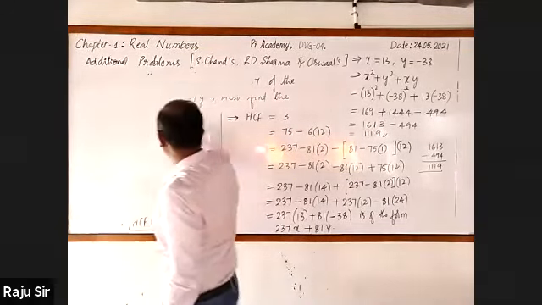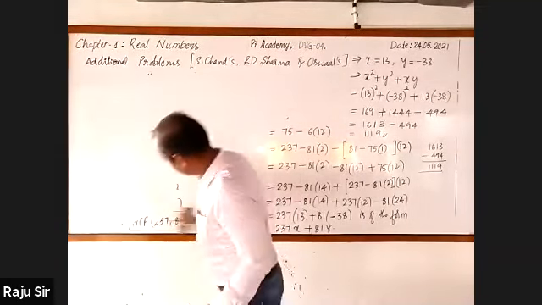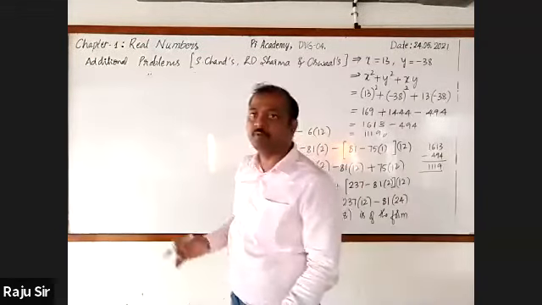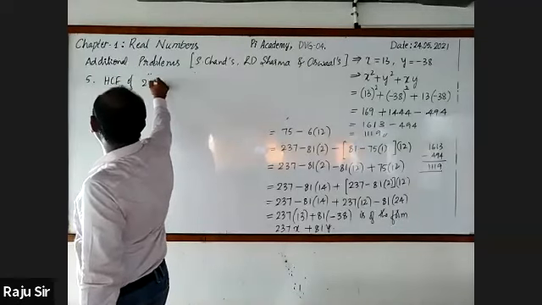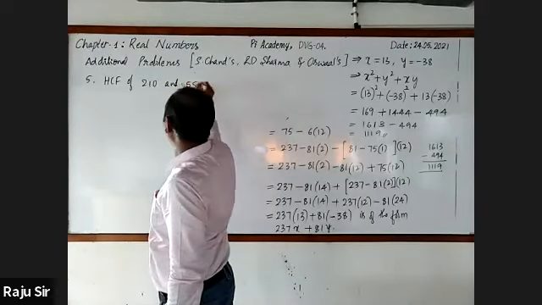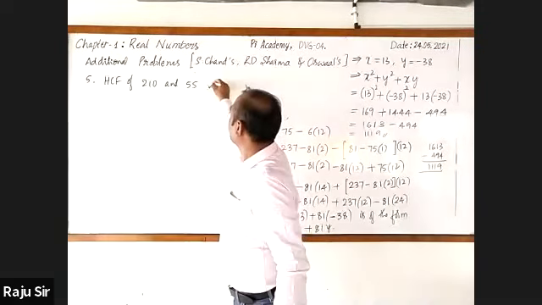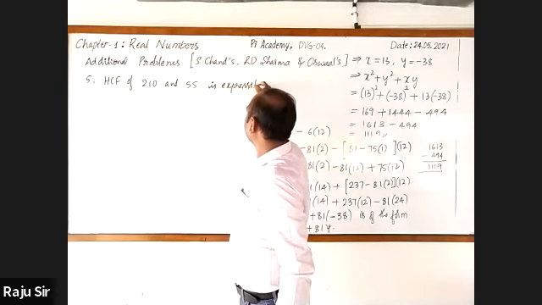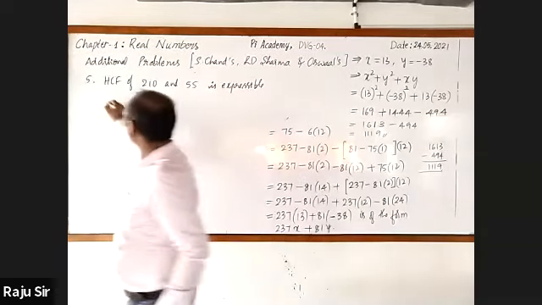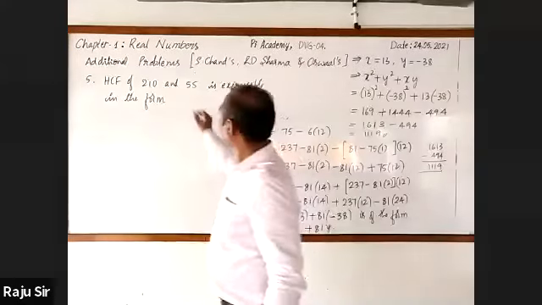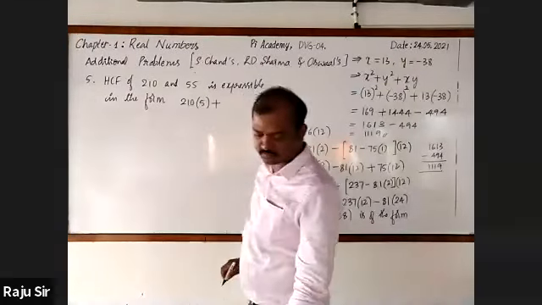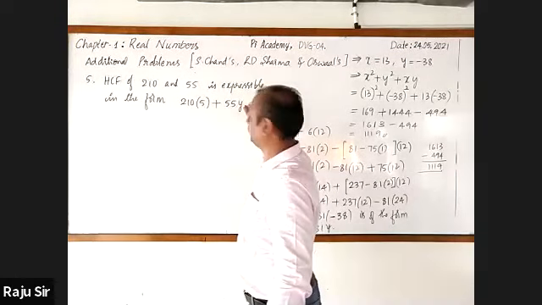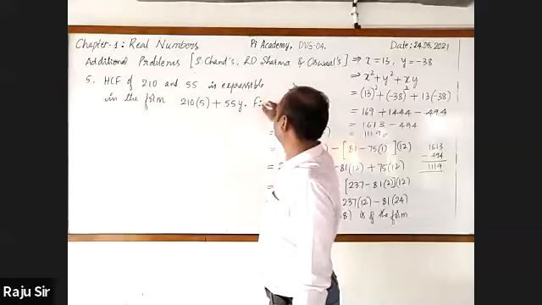Fifth one. HCF of 210 and 55 is expressible in the form 210 times 5 plus 55y.